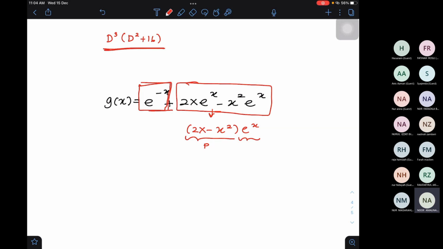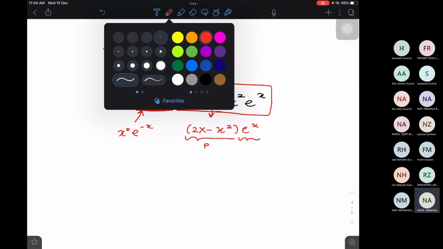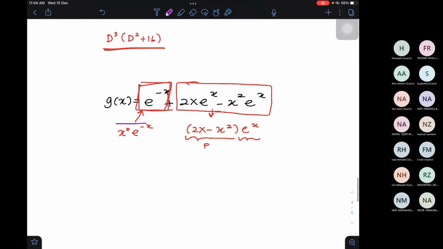Function yang pertama this one. So exponent must come with the polynomial, but you cannot see in this function, so we can rewrite it become x kosong exponent negative x. Okay, so from here awak akan dapat u punya n equal to 1, u punya alpha equal to negative 1. So what is the differential operator for exponent? It will be d minus alpha.